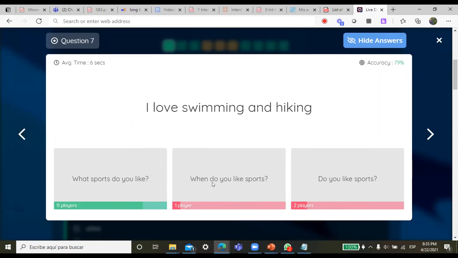No le estamos preguntando cuándo, right? So it's not, when do you like sports? No. Do you like sports? Yeah, you can say, yes, I love swimming and hiking. Pero ahí, si sería eso, le hace falta el yes. So the correct question would be, what sports do you like? And then you answer, I love swimming and hiking.